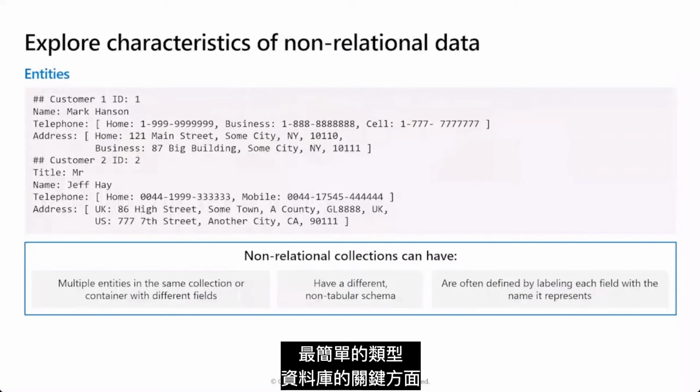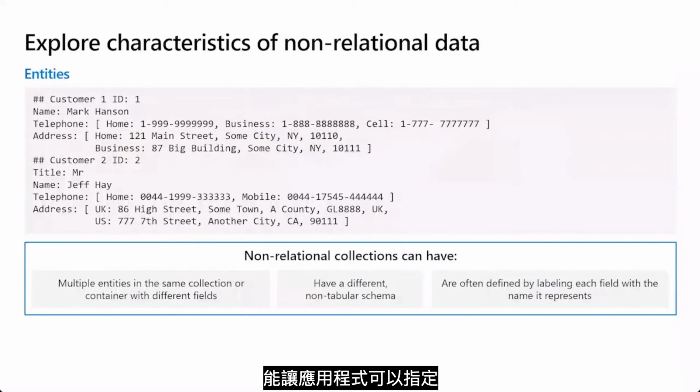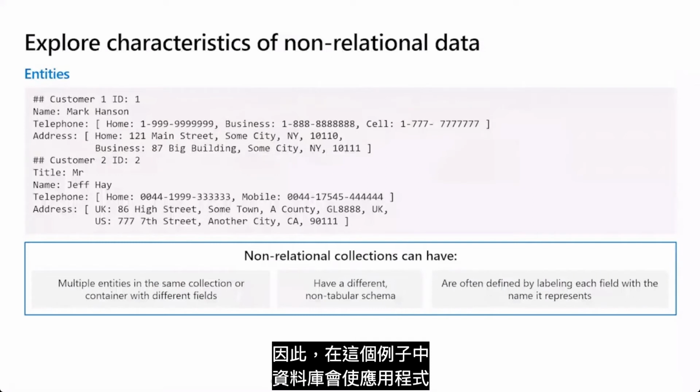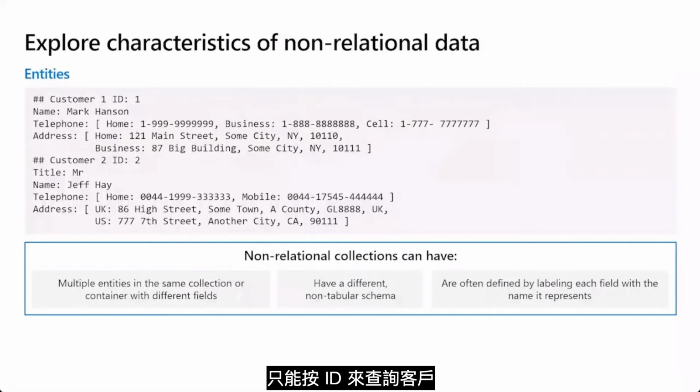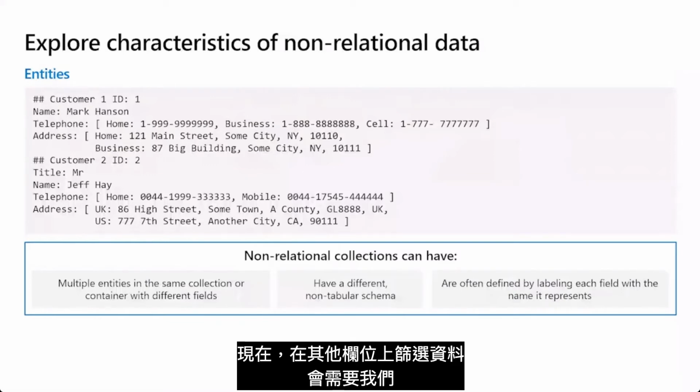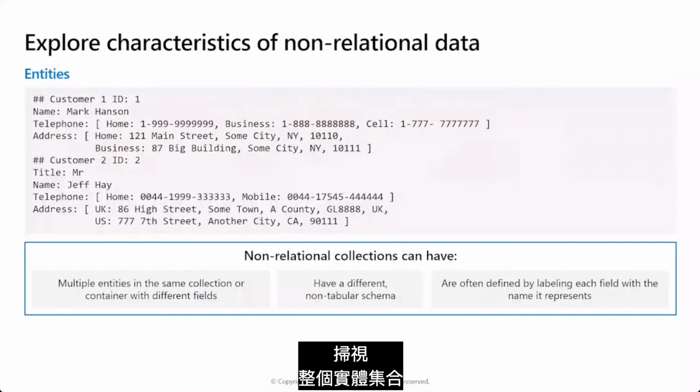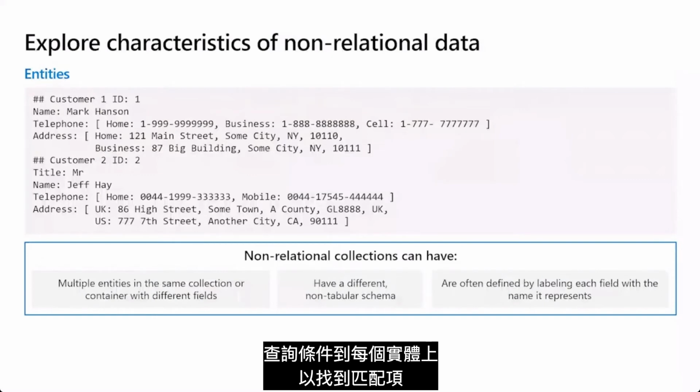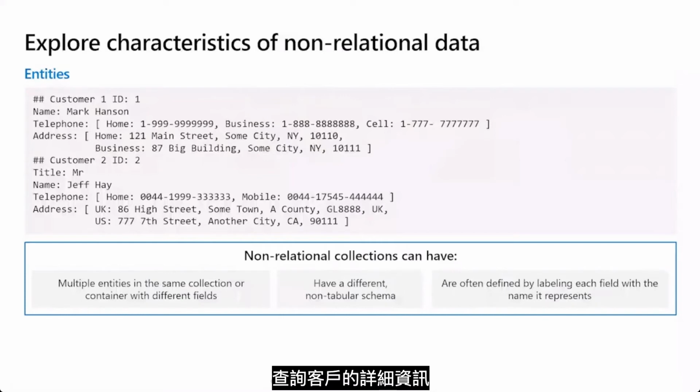The simplest type of non-relational database enables an application to either specify the unique key or a range of keys as the query criteria. In this example, the database would enable an application to query customers by ID only. Filtering data on other fields would actually require us to scan through the entire collection of entities, parse each entity in turn, and then apply the query criteria to each entity to find the matches. So, for example, if we were to do a query that fetches the details of the customer by ID, we can quickly do so.